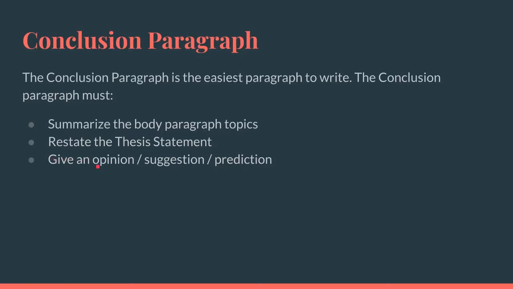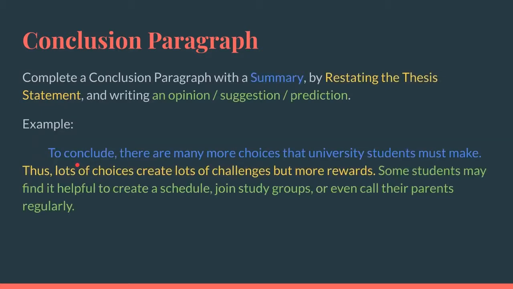So this is actually kind of the goal of writing an essay. This is what we want to do. We want to give our opinion or a suggestion or prediction. And a prediction is just a guess about the future. So like, in the future, we will have flying cars. That will be a prediction, right? So this is our real reason for writing something, or our personal reason, I guess we could say. So we complete a conclusion paragraph with a summary, and then, like I said, restating the thesis statement, and then writing an opinion, prediction, or suggestion.